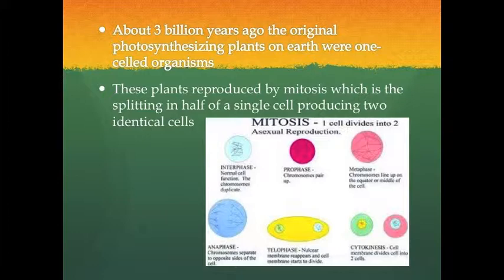About 3 billion years ago, the original photosynthesizing plants on Earth were one-celled organisms. These plants reproduced by mitosis, which is the splitting in half of a single cell producing two identical cells.